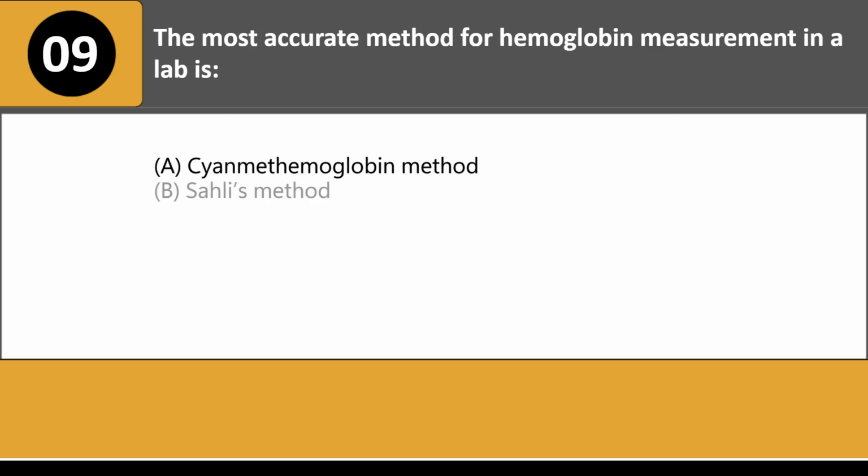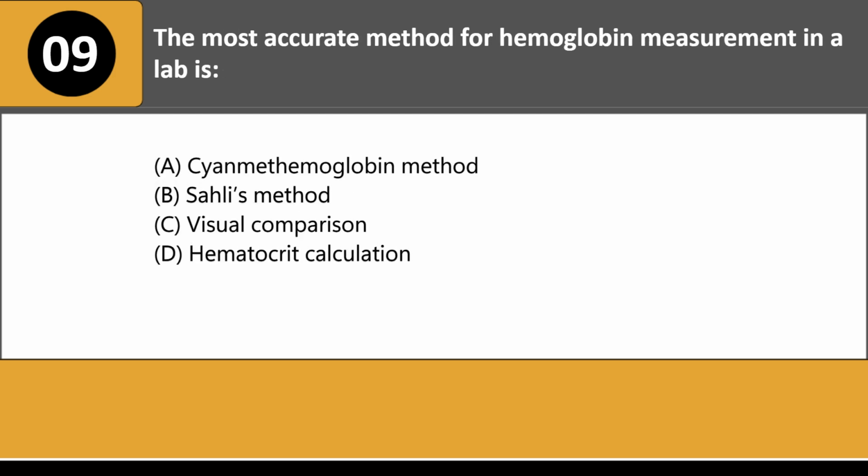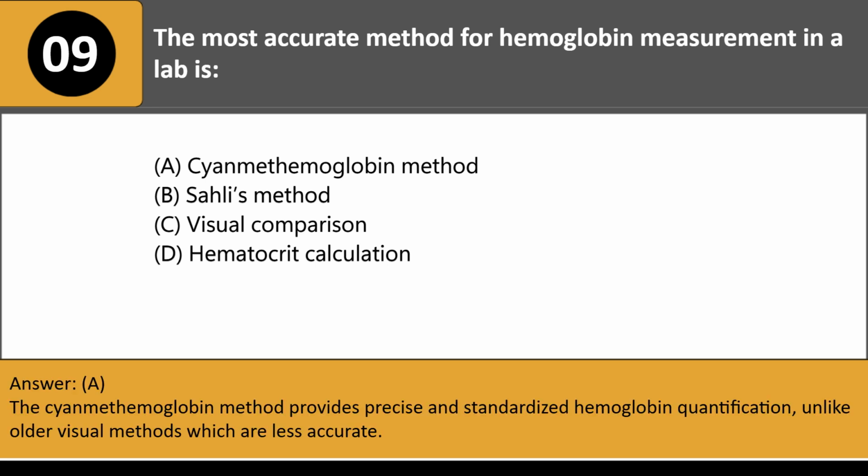The most accurate method for hemoglobin measurement in a lab is A. Cyanmethemoglobin method. B. Sahli's method. C. Visual comparison. D. Hematocrit calculation. Answer A. The cyanmethemoglobin method provides precise and standardized hemoglobin quantification, unlike older visual methods which are less accurate.